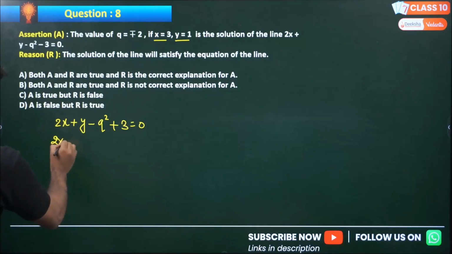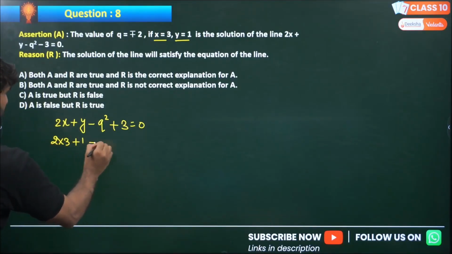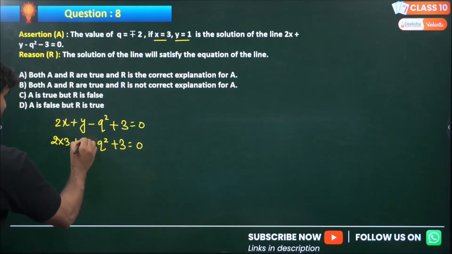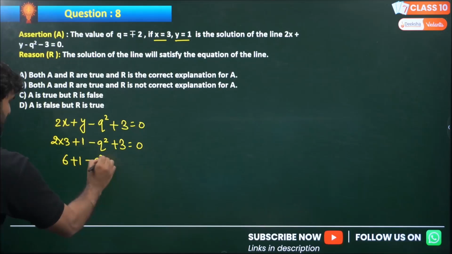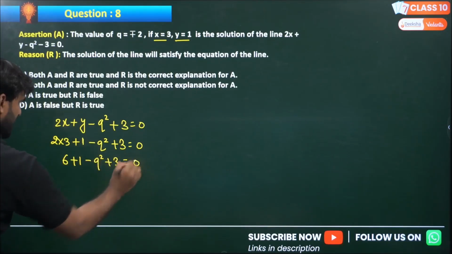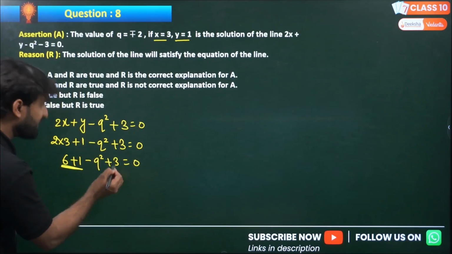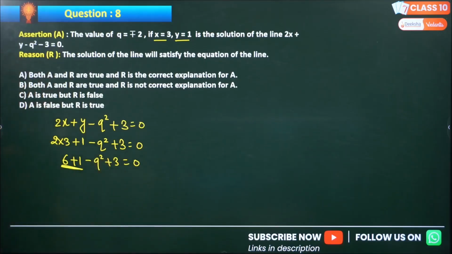So 2 into x is 3, 2 into 3 plus y is 1 minus q square plus 3 is equal to 0. So this is 3 to the 6 plus 1 minus q square plus 3 is equal to 0. 6 plus 1 is 7. 7 plus 3 is 10. What's going on here? Minus, oh, this is minus 3, buddy.